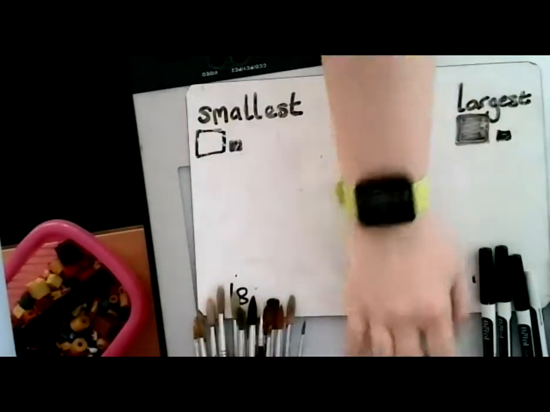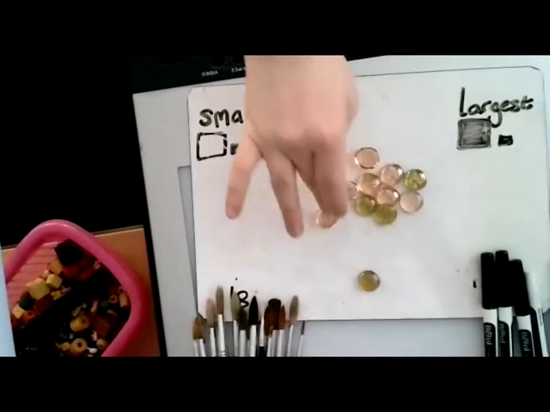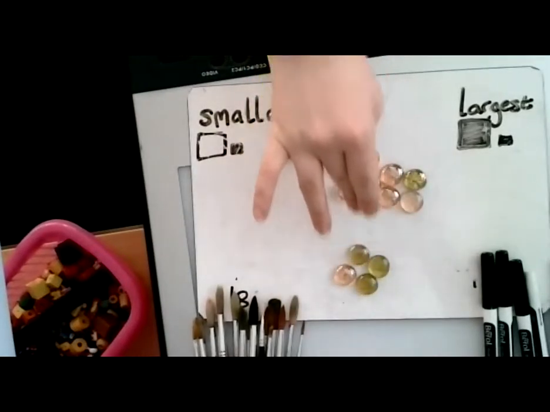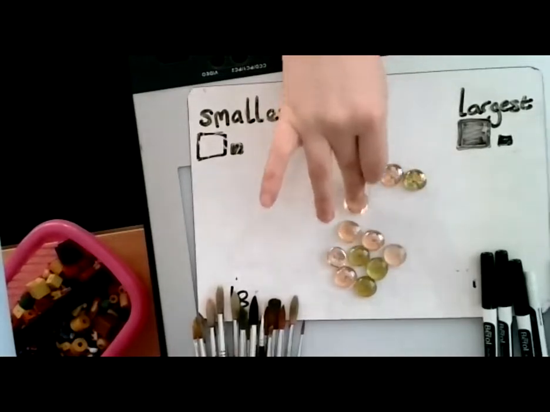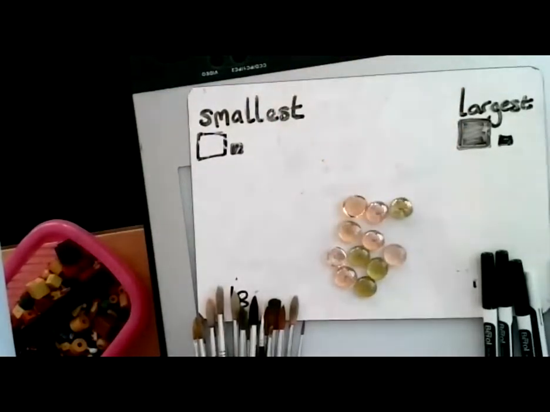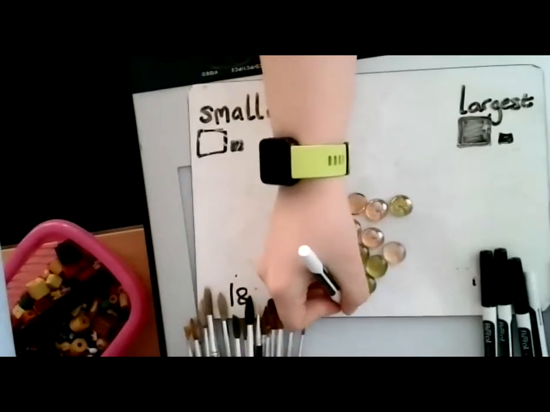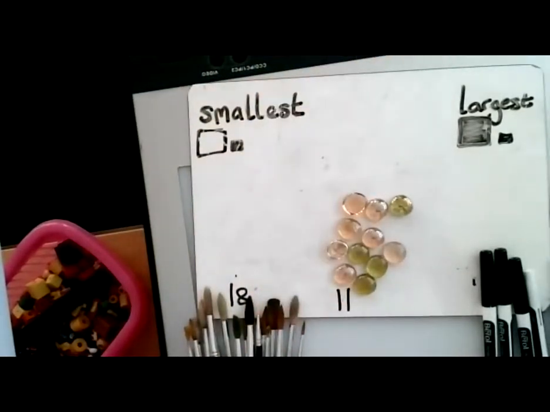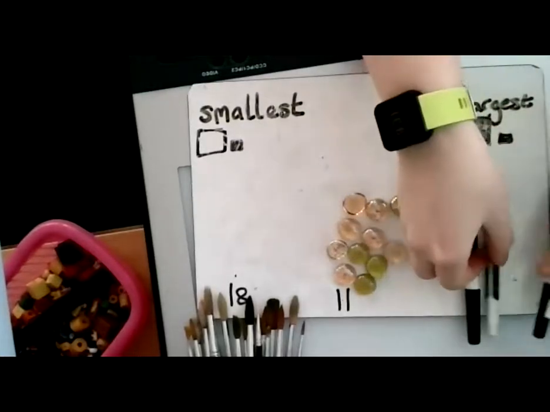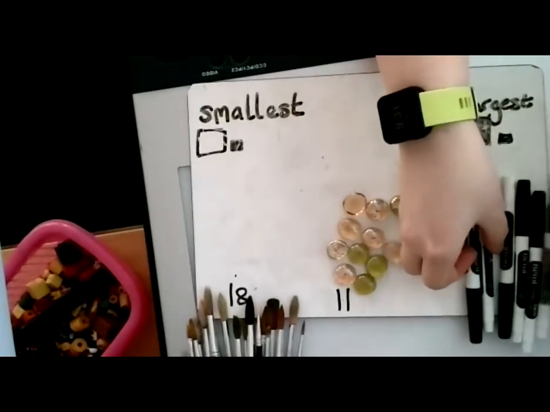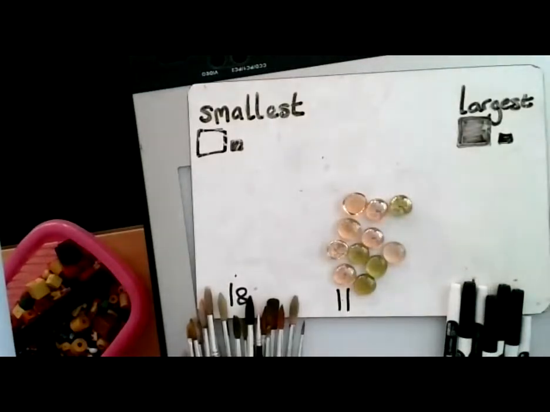Now I'm going to count my gems. So how many gems do I have altogether? I have 1, 2, 3, 4, 5, 6, 7, 8, 9, 10, 11. I have 11 gems. So I've got 18 paintbrushes and 11 gems. How many pens do I have? I have 1, 2, 3, 4, 5, 6, 7 pens. I have 7 pens here.